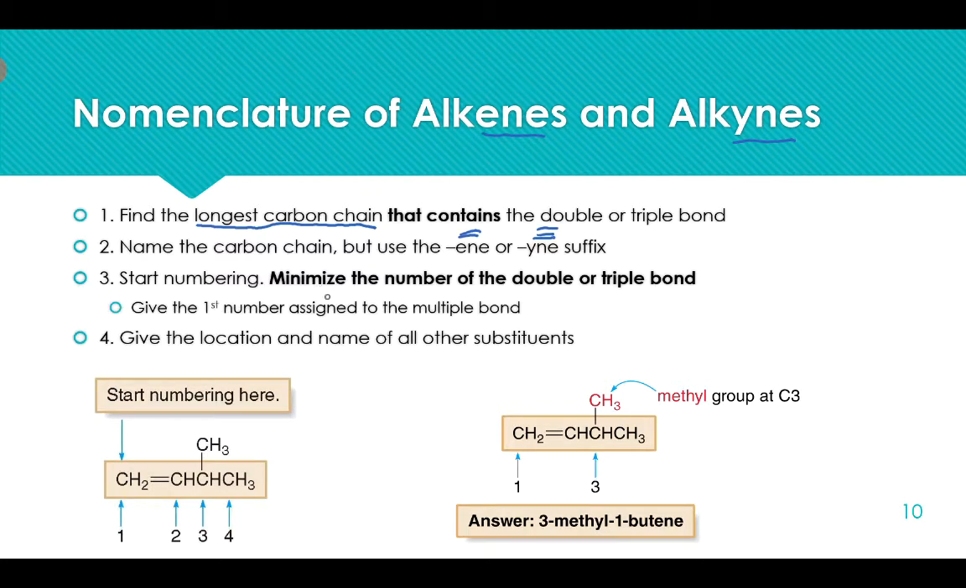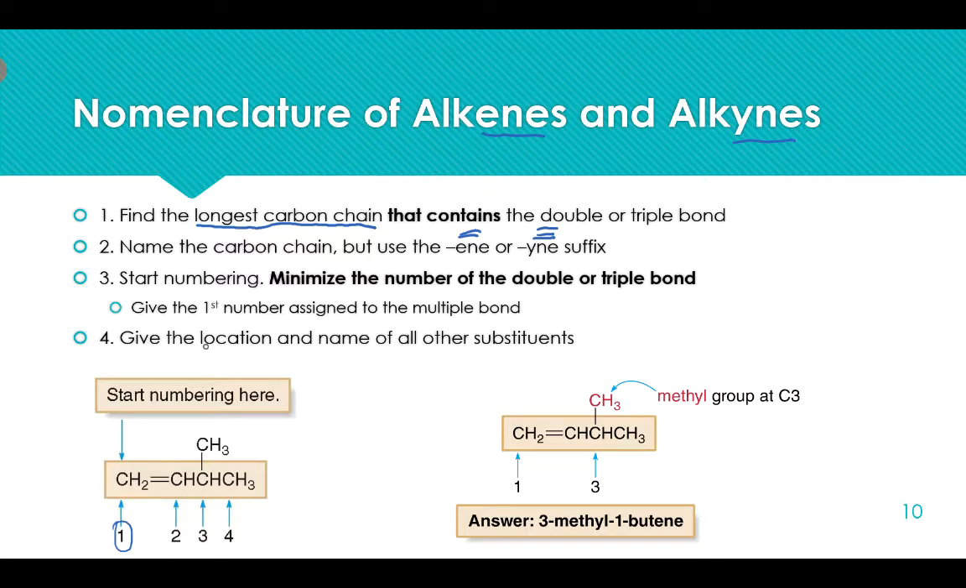When you start your numbering, you want to minimize the number of the double or the triple bond. Not minimize the numbering of the substituent. You want to minimize the number of the double or triple bond whenever possible. The double or triple bond will exist between two carbon atoms, but you want to give it the lower of the two numbers. You need to specify where that double bond is located, because that double bond could be located between carbons 1 and 2, between carbons 2 and 3, and so forth. There's options, so you have to specify.